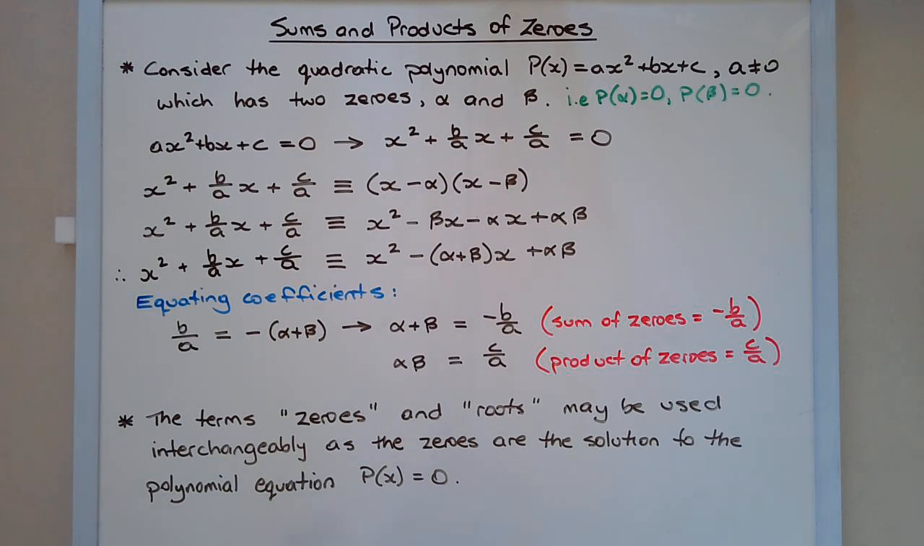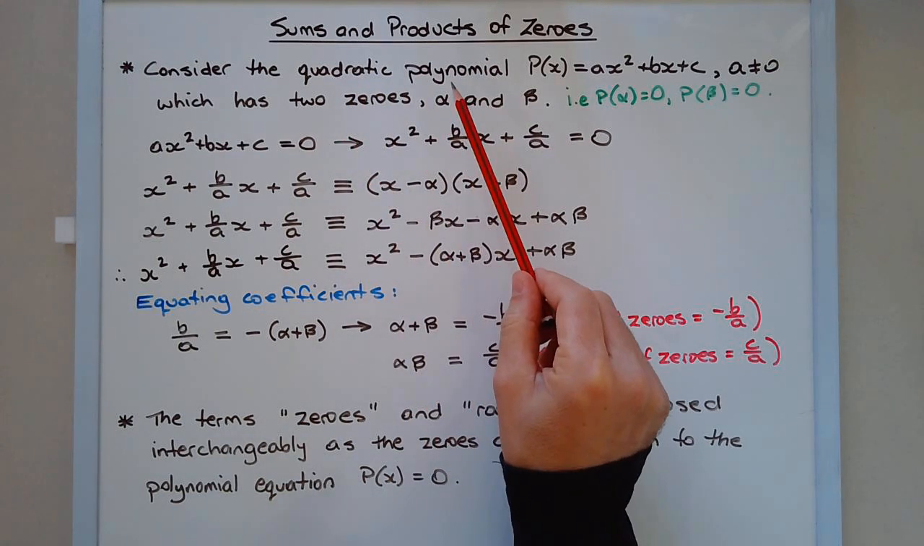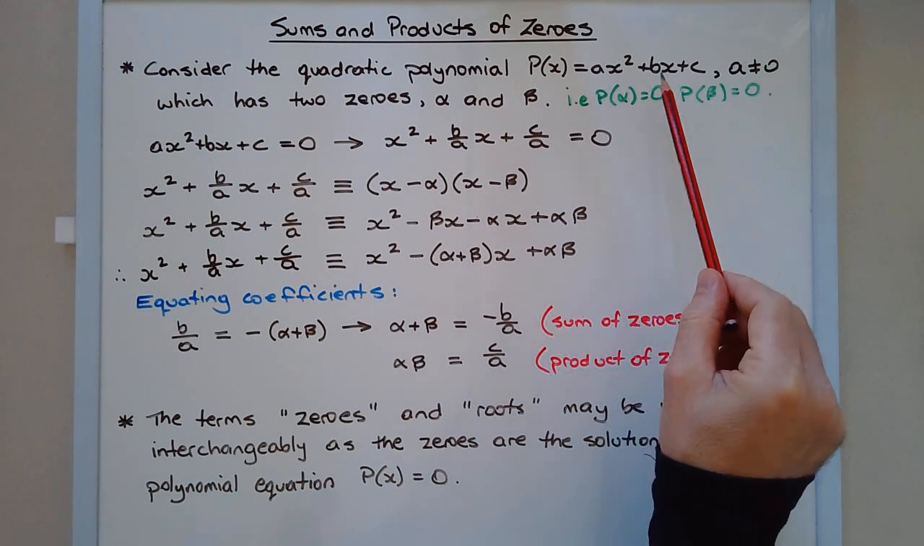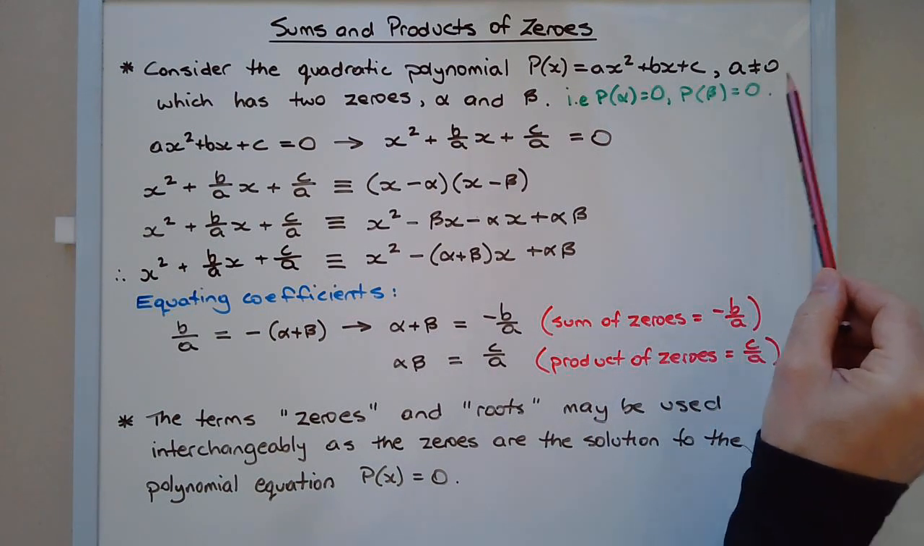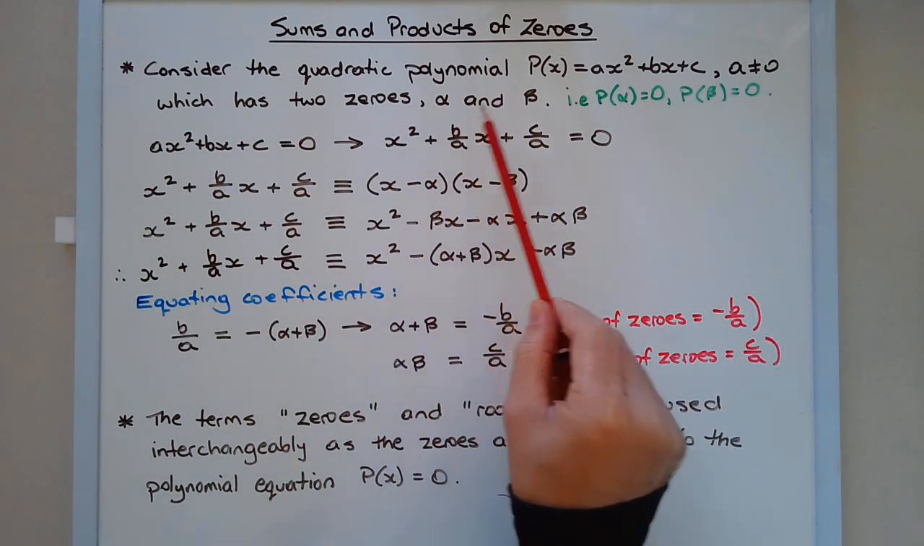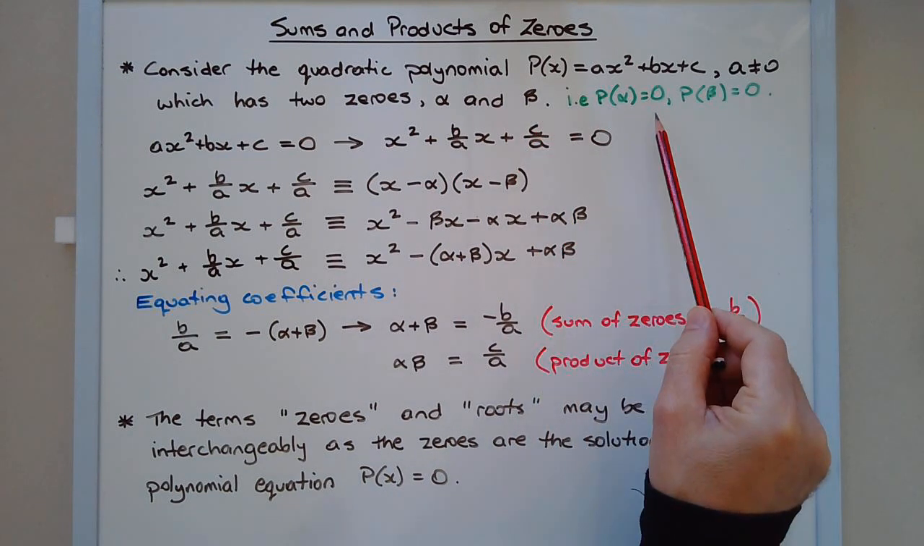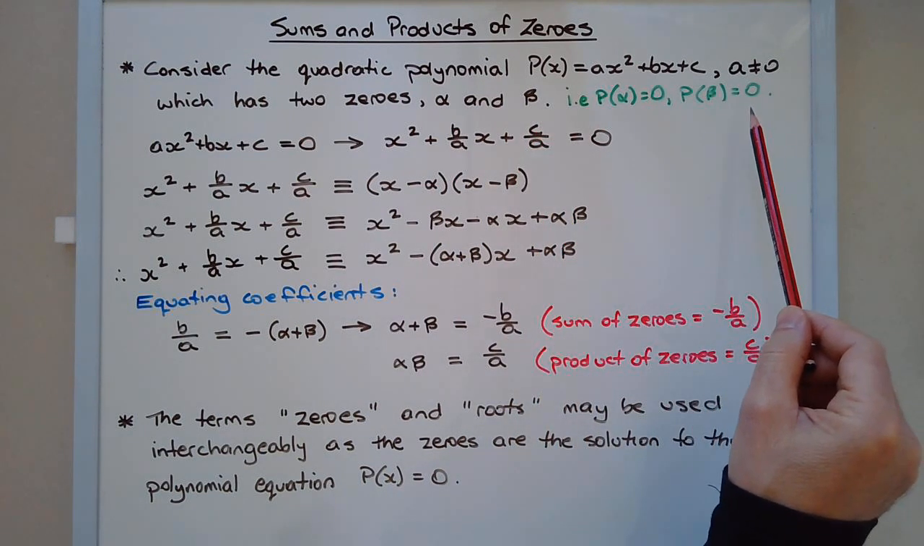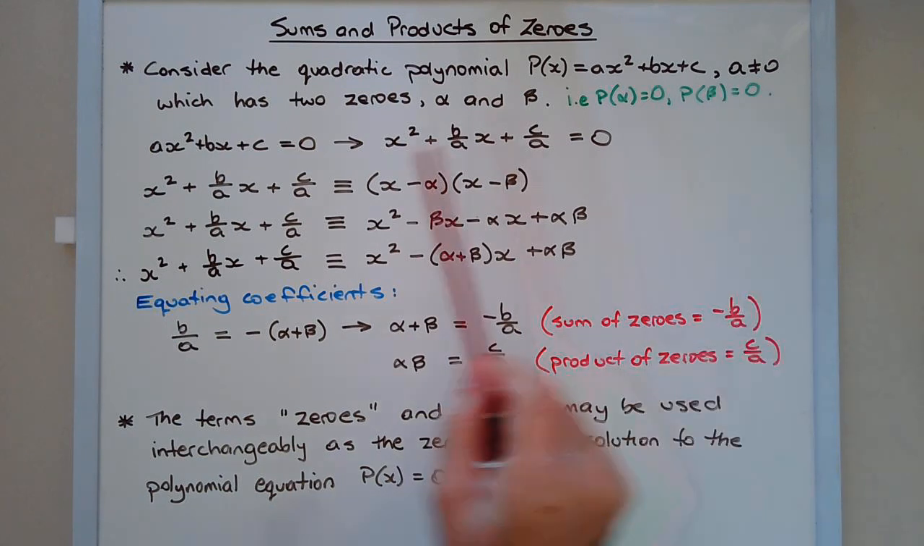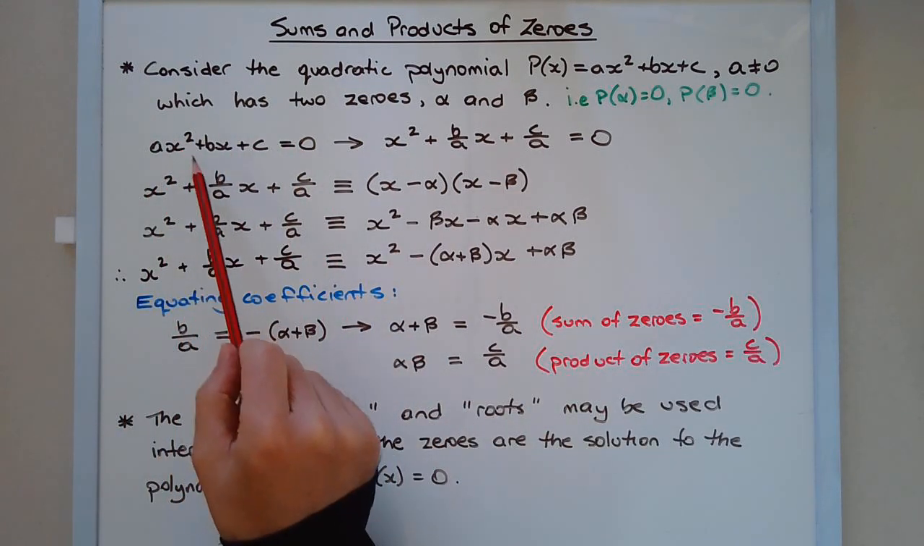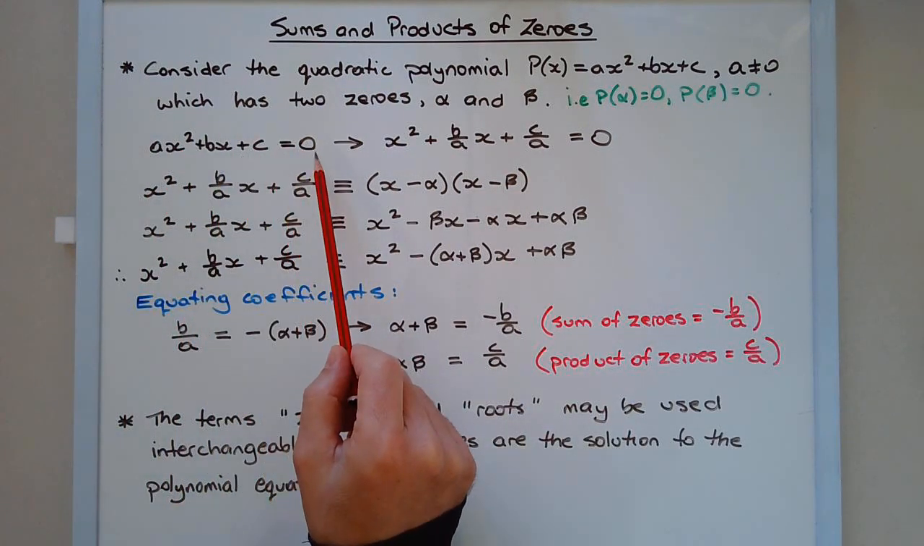Sums and products of zeros. Consider the quadratic polynomial p of x equals ax squared plus bx plus c, where a does not equal 0, which has two zeros, alpha and beta. So in other words, p of alpha is equal to 0 and p of beta is equal to 0. Now alpha and beta are solutions to the quadratic equation ax squared plus bx plus c equals 0.